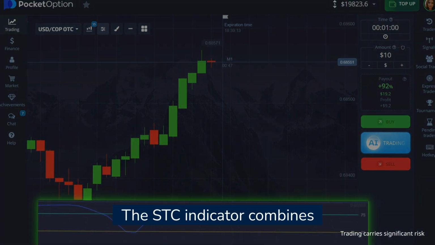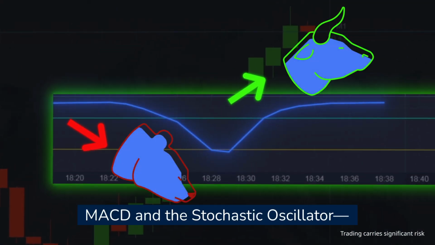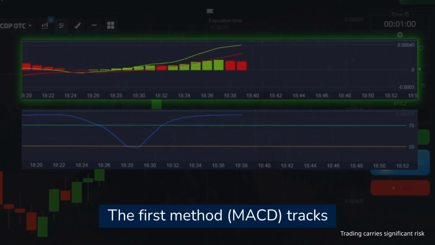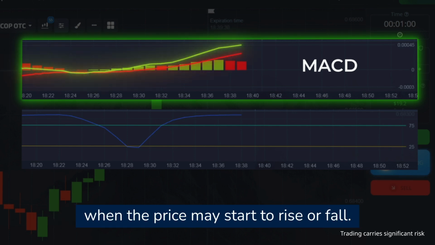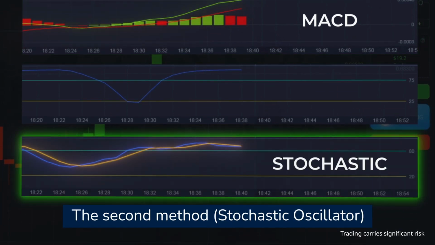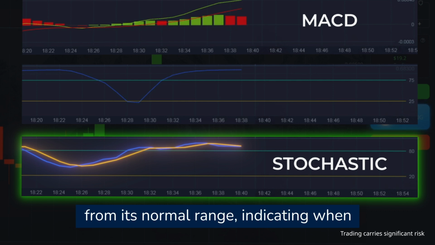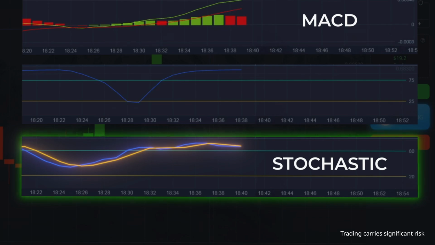The STC indicator combines two methods of analysis, MACD and the Stochastic Oscillator, to detect market pivot points more quickly. The first method, MACD, tracks price changes over time, helping you anticipate when the price may start to rise or fall. The second method, Stochastic Oscillator, measures how far the price has moved from its normal range, indicating when significant rises or drops might occur.